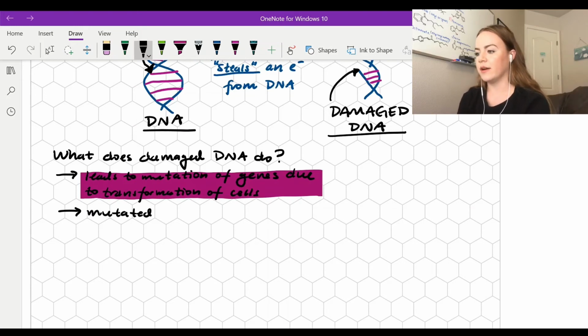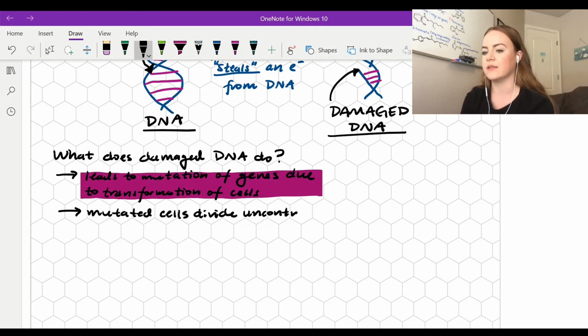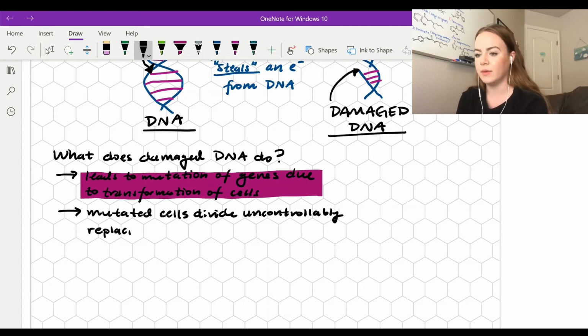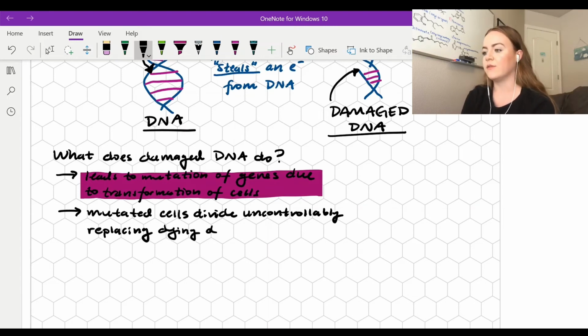So just to reiterate that point, we're going to see that mutated cells will then divide uncontrollably by replacing dying damaged cells with precancerous cells. So you're not automatically getting cancer just because of this damaged DNA, but there is the possibility that because a cell has been mutated, it is then precancerous. Then it can further mutate and become a cancerous cell. So I do want to reiterate that point and make that very clear.